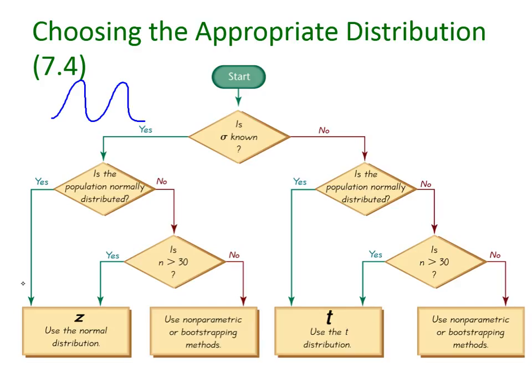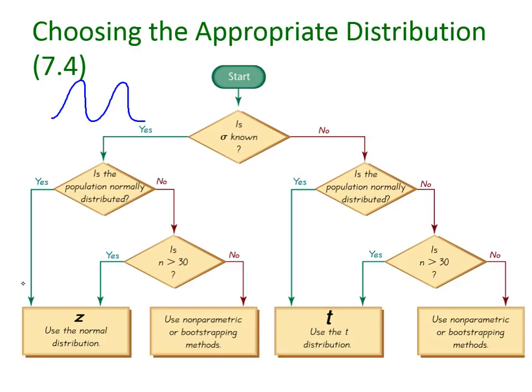If it was bimodal and I had 100 in my sample, taking the distribution of that would actually go back to being a normal distribution. Even though we took stuff that was not a normal distribution to start with, large enough sample sizes actually kind of smooth that back out.